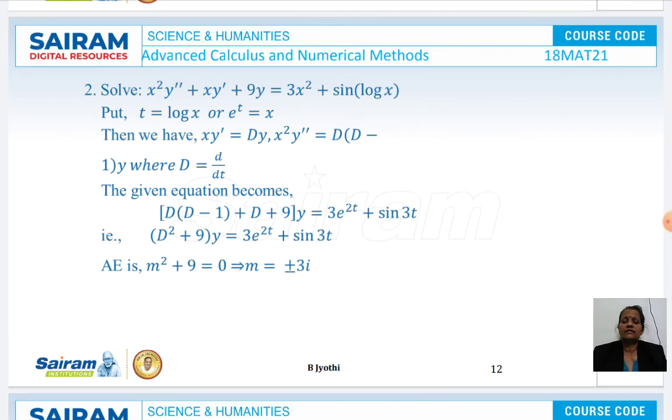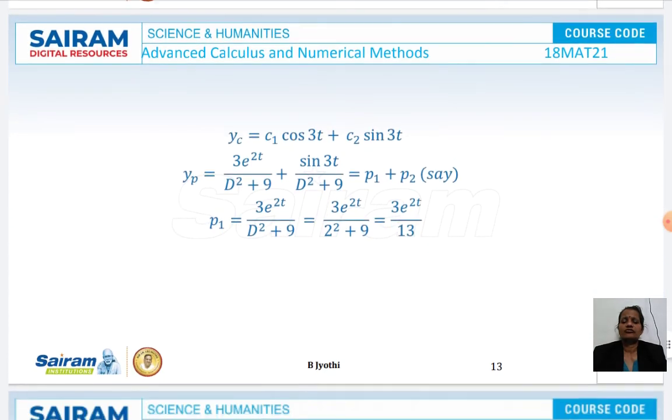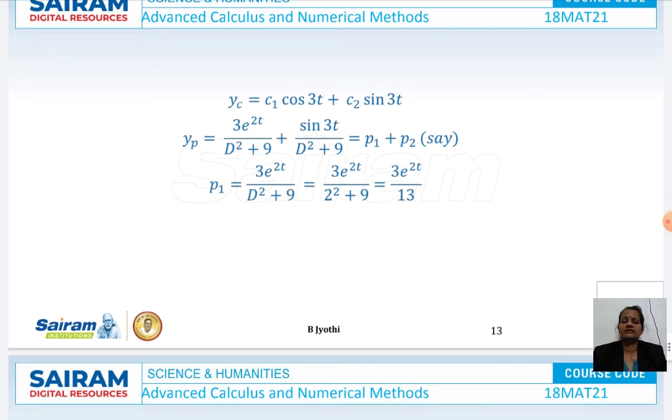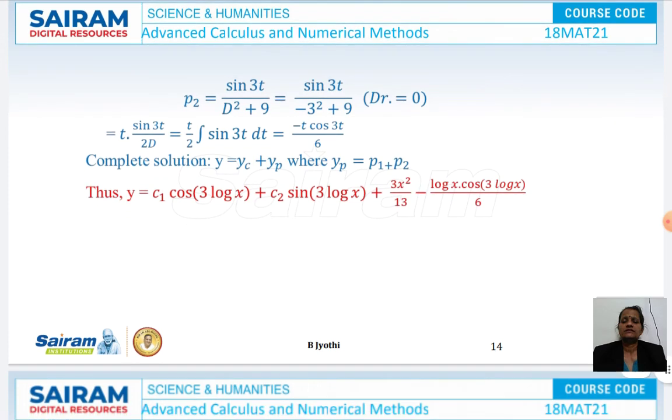And m is equal to plus or minus 3i. Therefore, yc is c1 cos 3t plus c2 sin 3t. And yp is given by 3 e power 2t by D square plus 9 and sin t by D square plus 9. Let us call them as p1 and p2. Where p1 is 3 e power 2t by 13 and p2, the denominator will be 0, and we multiply t and differentiate the denominator and simplify, we get minus t cos 3t by 6. Hence the solution is y.